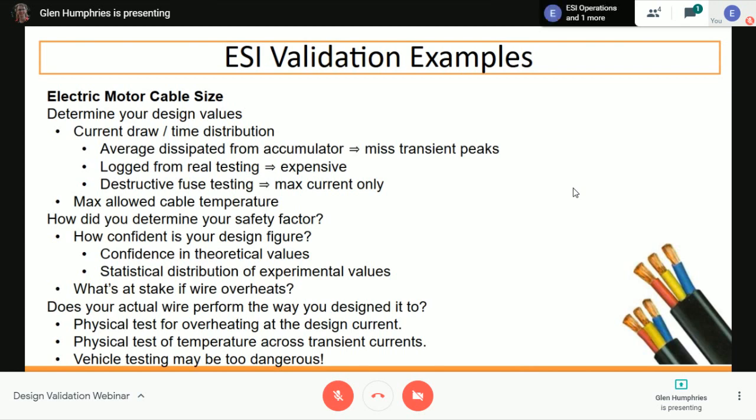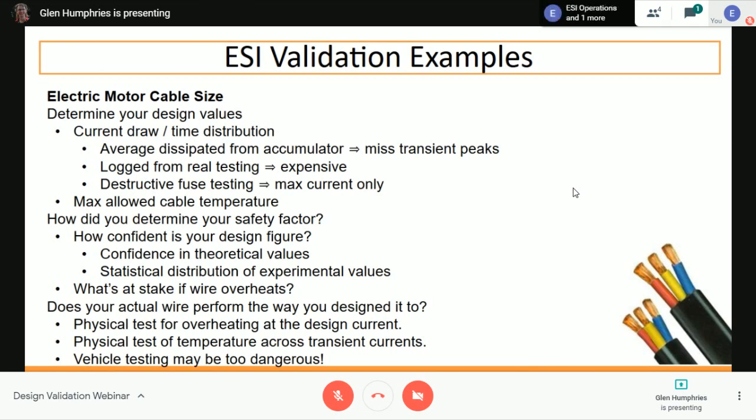On that, how do you determine your safety factor? Same old thing: how confident are you in theoretical values, or what's the statistical distribution of your experimental values? And what's at stake if a wire overheats? Sometimes it might just be that it goes pop and your car stops.